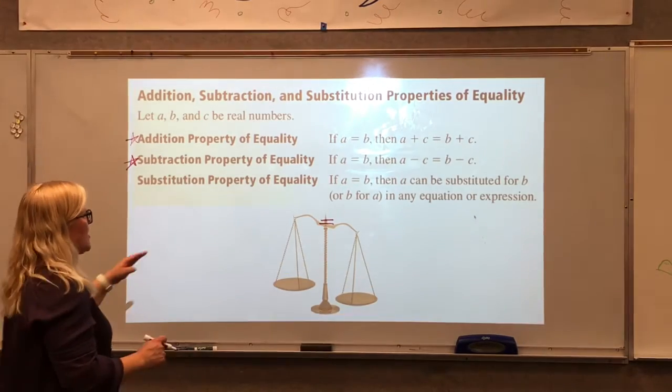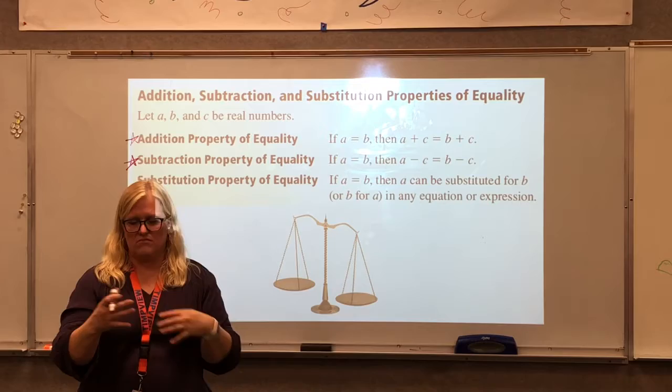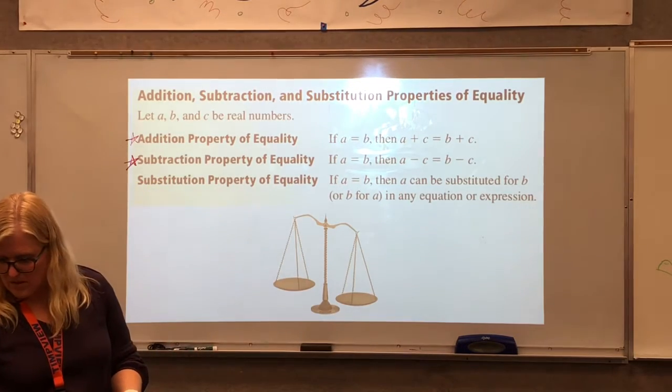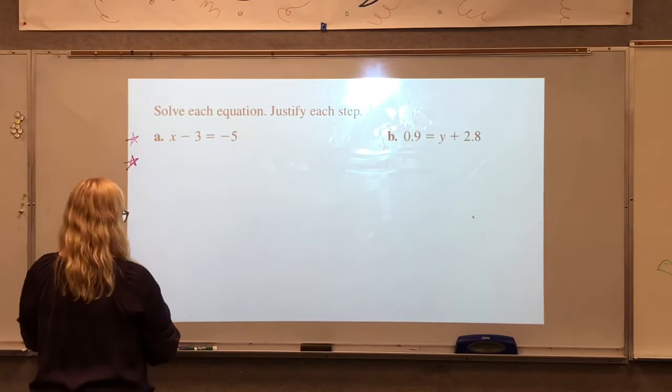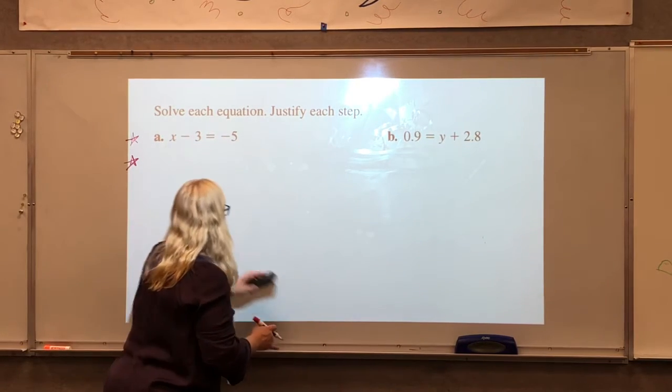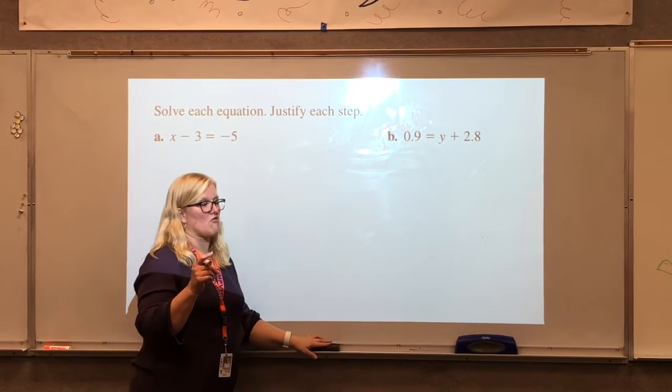And that's what the addition property of equality and the subtraction property of equality mean. And substitution. If a and b are equal to each other, then you can substitute them in any equation or expression. Okay, so for example, you guys know how to do this. It's the justify each step that you probably don't know.